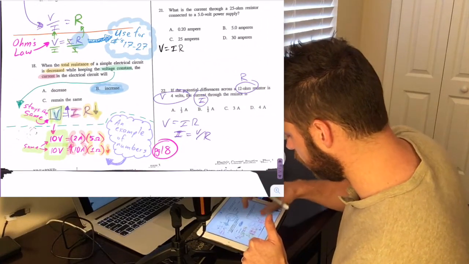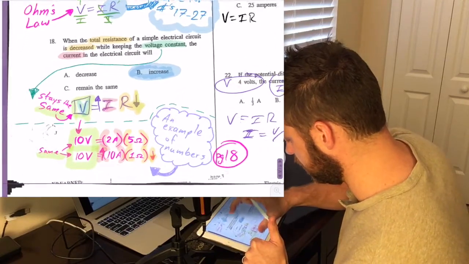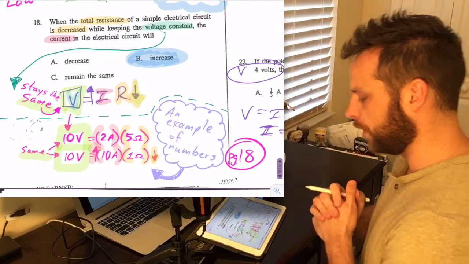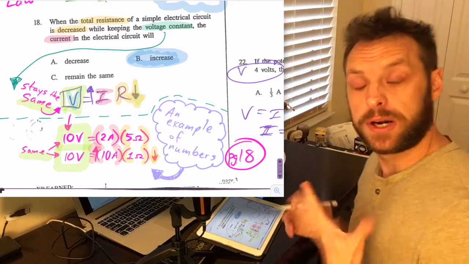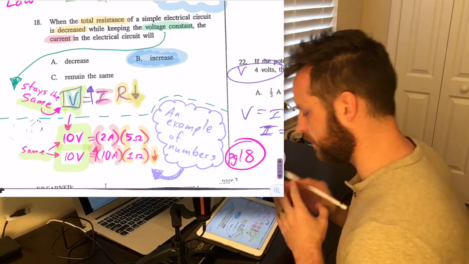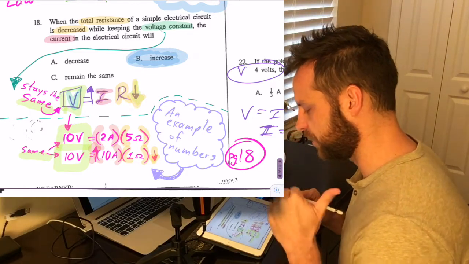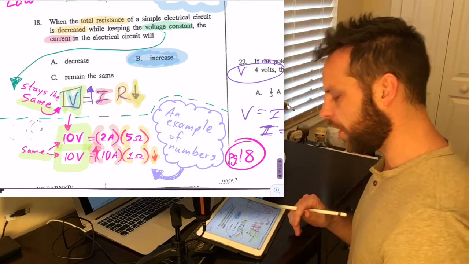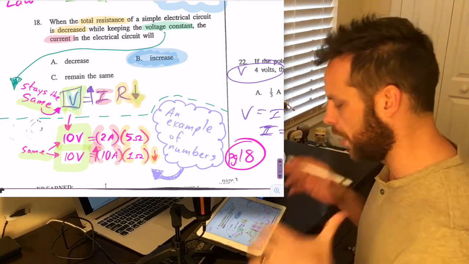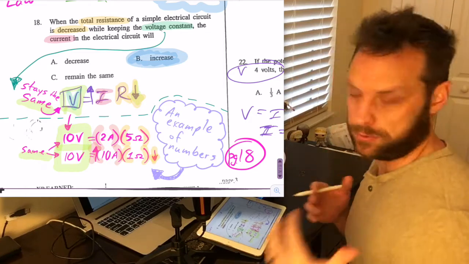Okay. Ooh, look at all this writing here in number 18. Number 18 is going to be an example where we have to work with literal equations, working with those letters again. And so it says, when the total resistance of a simple electrical circuit is decreased while keeping the voltage constant, the current in the electrical circuit will do what? Decrease, increase, or remain the same.